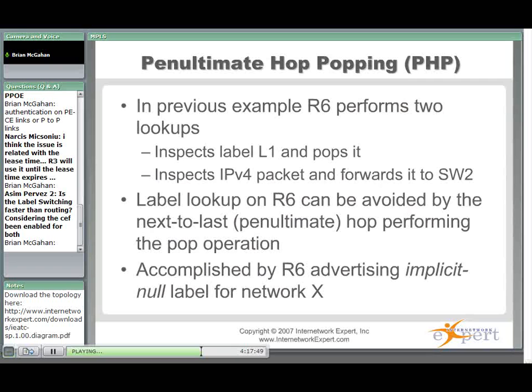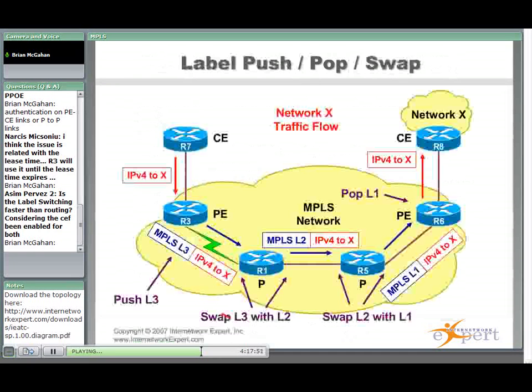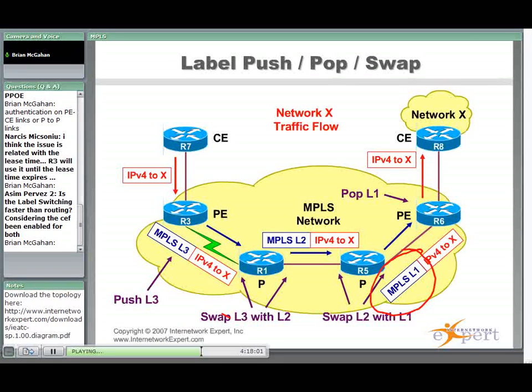Okay, so same operation we're talking about. We can see router 3 here is pushing label 3 on. Router 1 is swapping label 3 with label 2. Router 5 is swapping label 2 with label 1. And then router 6 is popping label 1 off in order for its final transmission onto router 8, which is the IP version 4 packet.